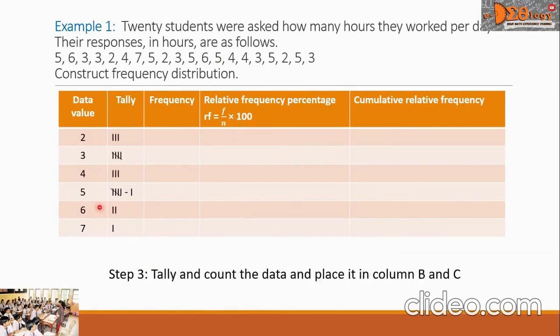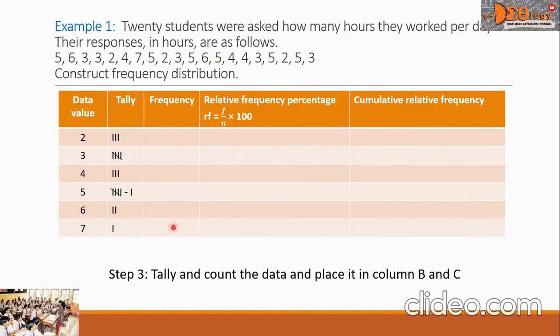For step 3, we will tally each raw data in the data set and put it in the corresponding data value in our tally column. So in here, it means 3 times the number 2 appears in our data set. The same is true with number 3. 5 times it appears. For number 4, 3 times, and so on and so forth.